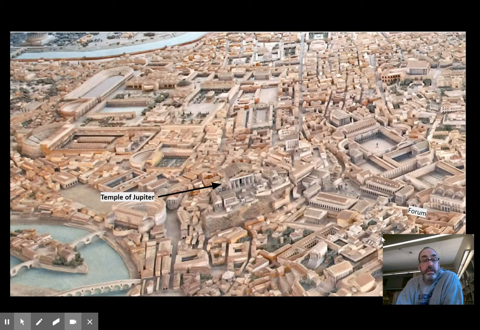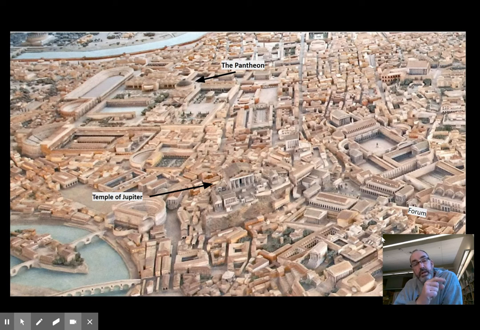Let's see. There's a couple things I want you to notice here. There, the Pantheon. Okay, the Pantheon was the largest freestanding concrete dome in the world until about 1970-ish or so. It's about 150 feet across, 150 feet tall. It is a remarkable building. It was built by Hadrian. He was one of the emperors at that time.